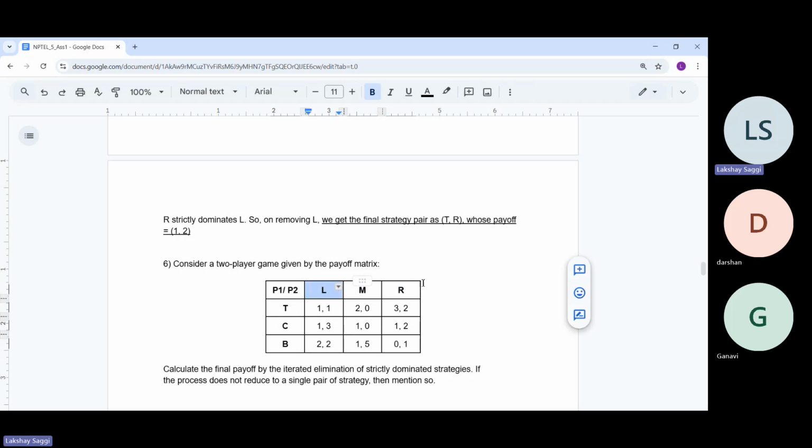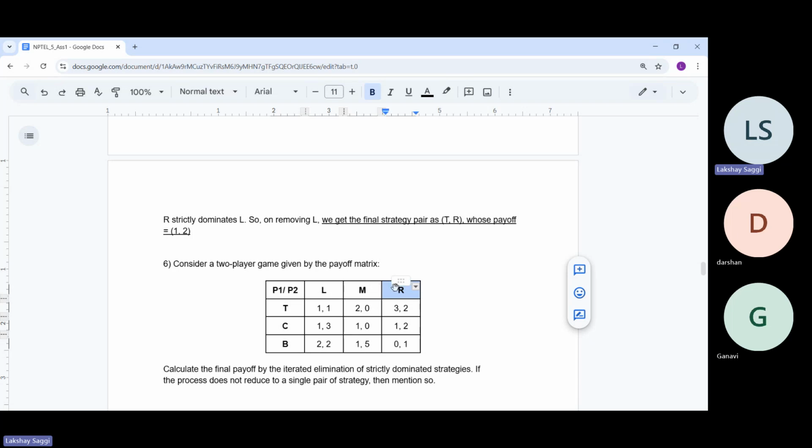Now let's compare the pair of strategies L and R, to see if there exists any strict dominance relation between them. If the row player plays T, then R is better than L because 2 is greater than 1. But if the row player played C, then L is better than R because 3 is greater than 2 for the column player. So in one case L is better than R, whereas in the other case R is better than L. Again, there is no strict dominance between the strategies L and R.